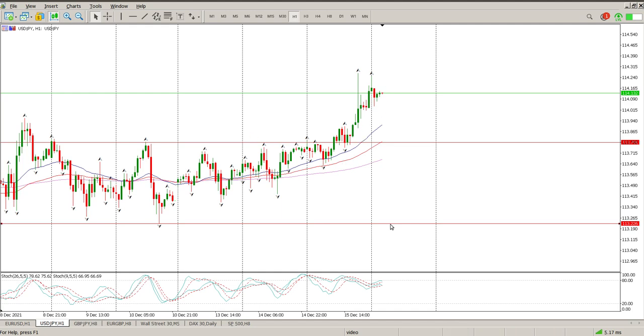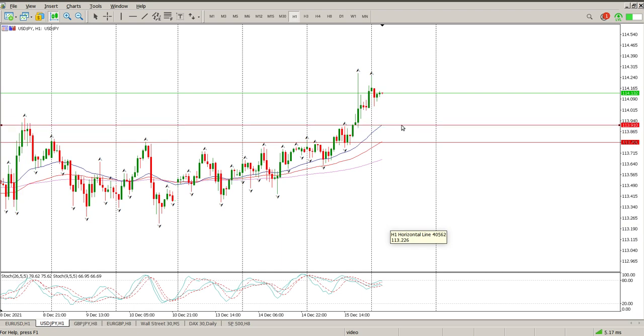So for me at the moment, there are two areas to pay attention to. The first one is 113.900. Pull back onto that, we'll look for an opportunity to buy. And then also 113.791. So pull back into that area, start getting a bit of structure, pin bars, engulfing bars or inside bars. We're looking to buy into that.